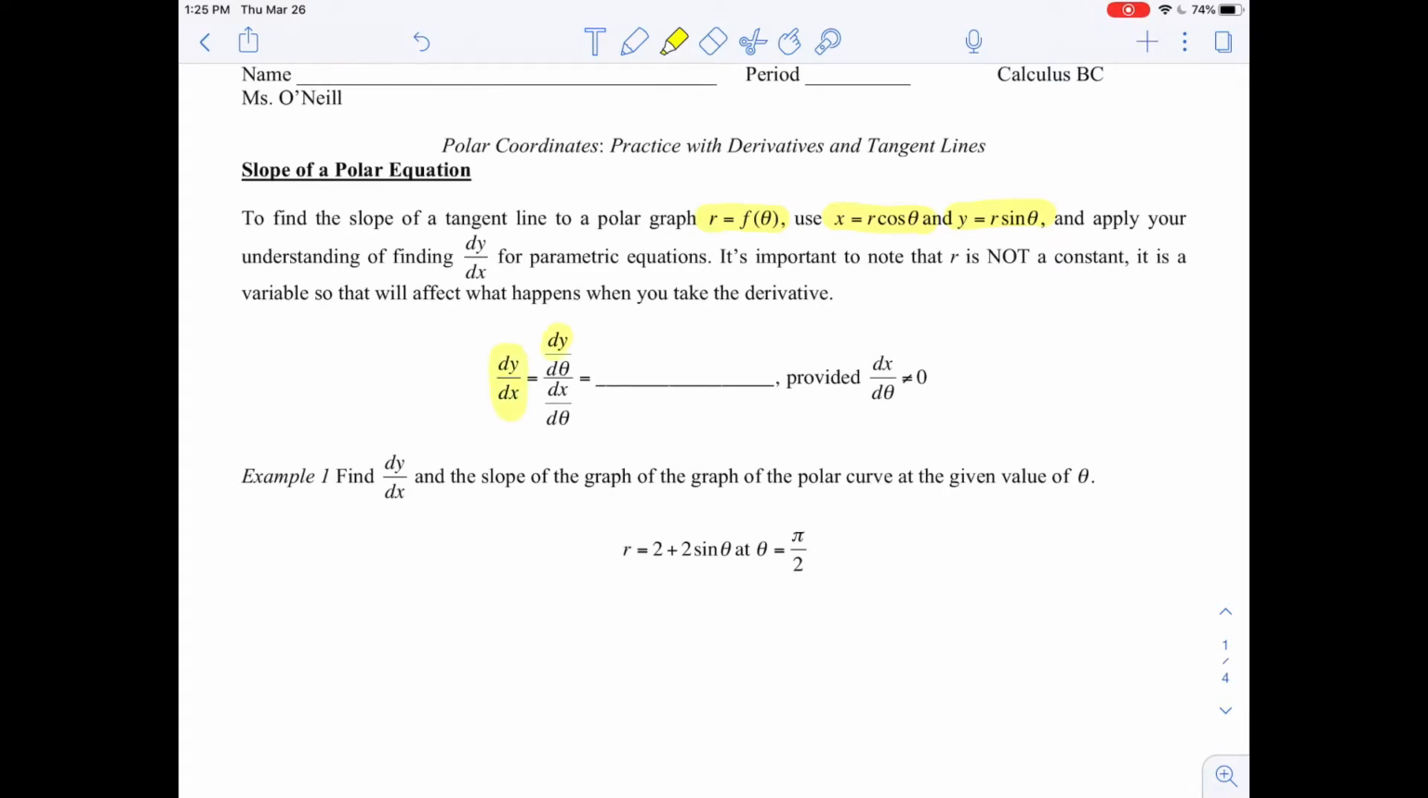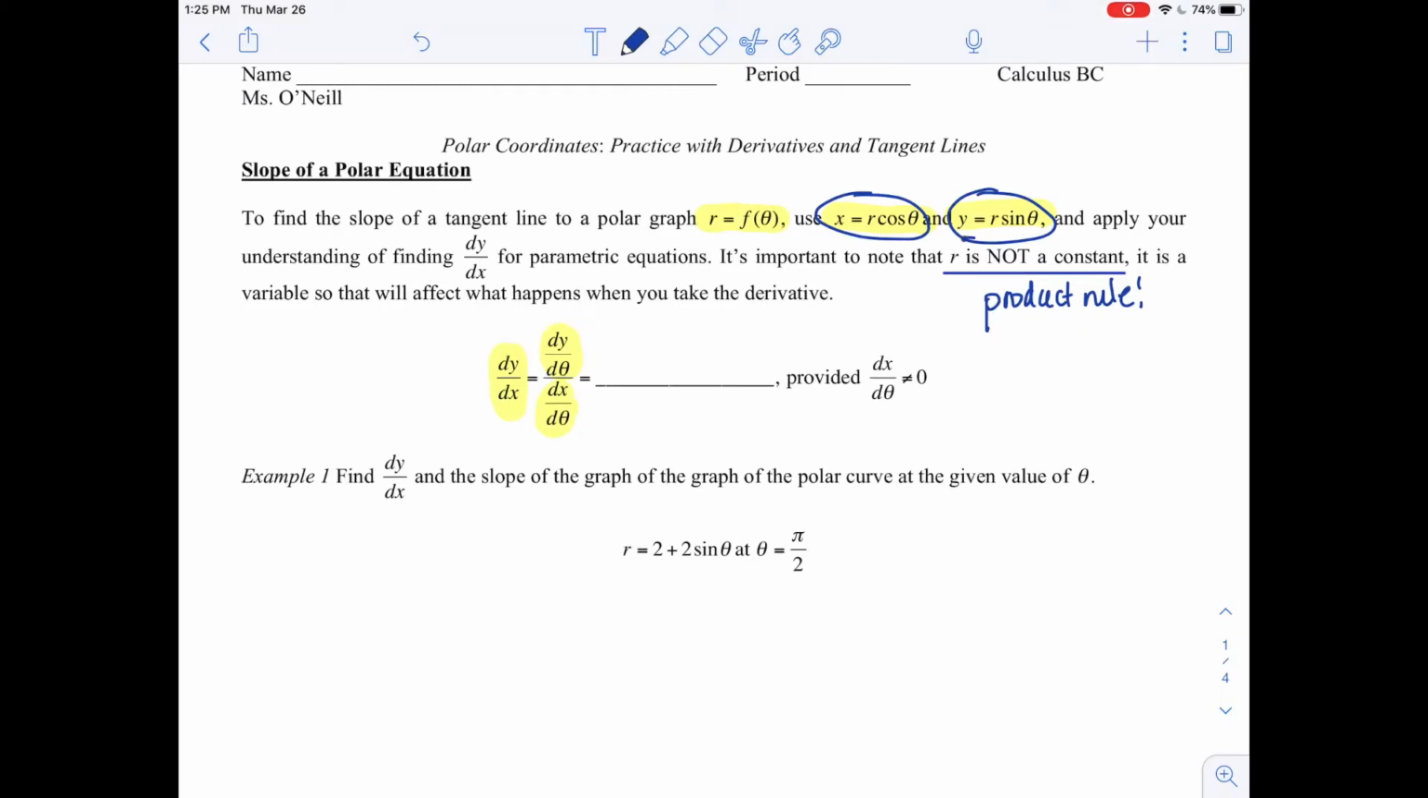So in a similar fashion to the way that we found the derivative with parametrics, dy over dx is actually dy over d theta, because we're not doing things in terms of t this time, divided by dx over d theta. One important thing to keep in mind is that the radius is not a constant. So when I take the derivative of x with respect to theta and of y with respect to theta, I have to treat r like it's its own function and theta like it's its own function. So what am I going to have to use? I'm going to have to use the product rule.